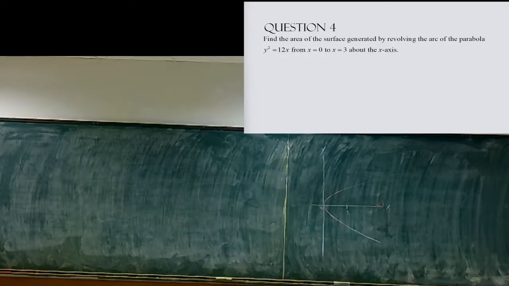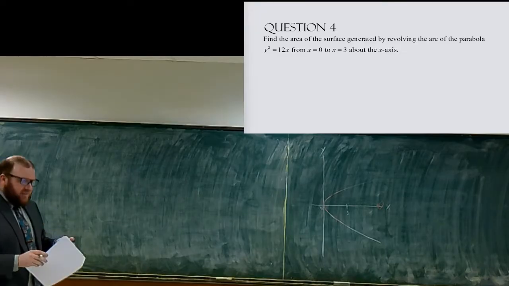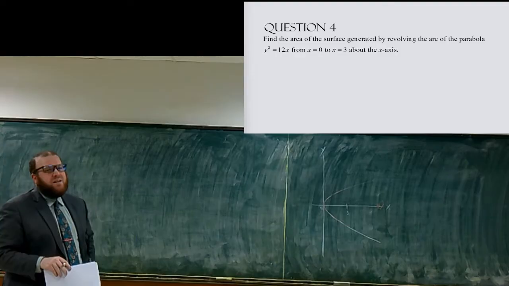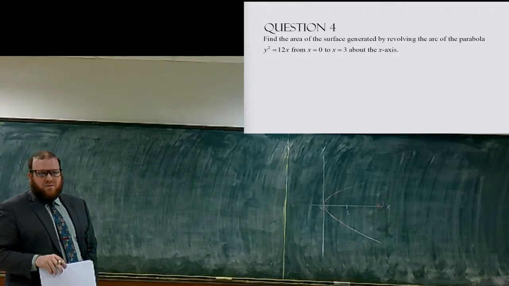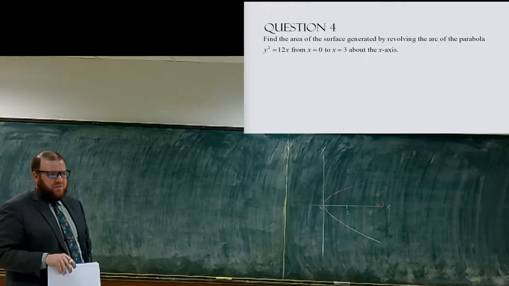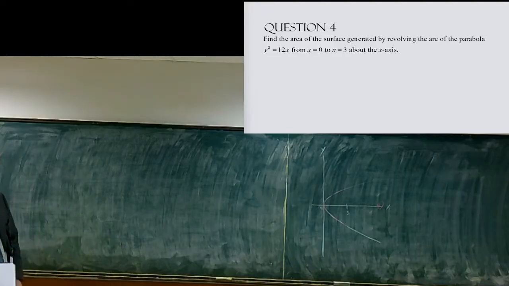Shouldn't f of x only be positive? It doesn't have to be. For volume, it had to be positive. For arc length and surface area, it doesn't necessarily have to be.